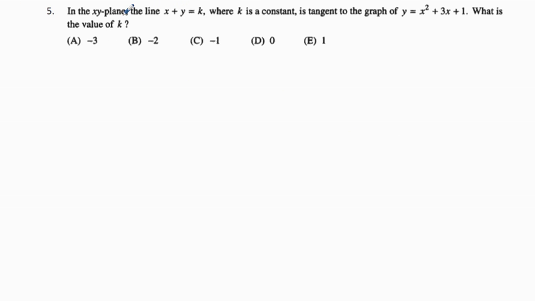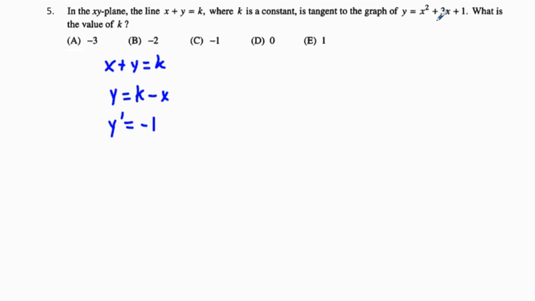Now, the last one we're going to be looking at, only 20% got this one right. So let's take a look at it. In the xy plane, the line x plus y equals k, where k is a constant, is tangent to the graph of y equals x squared plus 3x plus 1. What is the value of k? Well, the first thing we're going to do is look at this line. If we have x plus y equals k, we can solve for y. y is going to be equal to k minus x. And so therefore y prime is going to be equal to, k simplifies to 0, y prime is equal to negative 1.